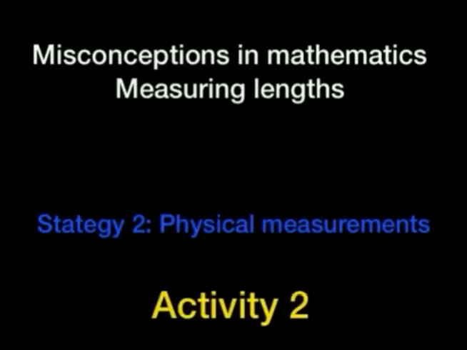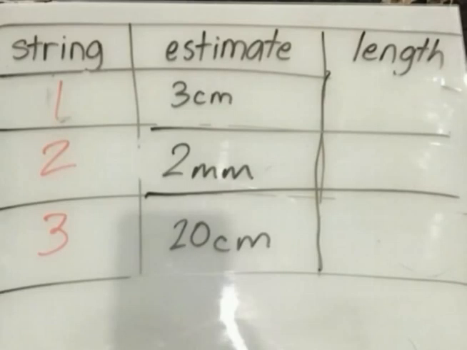This is a resource that I've created to support Activity 2 in Strategy 1, Physical Measurements, for the Misconceptions in Mathematics Parent Guide, Measuring Length. Children have much control over this activity as they are provided with the opportunity to cut their own lengths of string. Appropriate estimations then need to be made, using the most appropriate unit of measurement and closest possible reading.